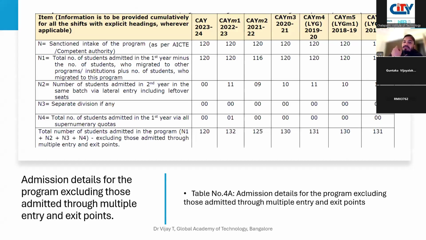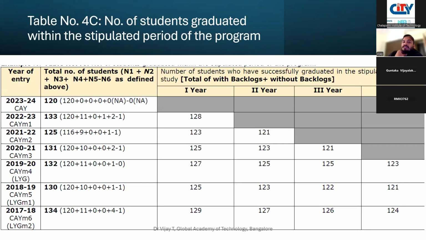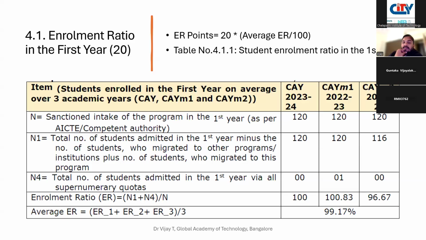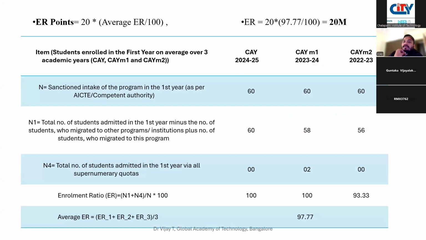So this is stable. You have to just go on filling in the numbers: sanctioned intake, actually admitted, migrated after year one, and all those details. Then admission details of the program through multiple entry and exit, if you have any. Number of students graduated within the stipulated period of time. Here, one important thing that we have to see is that the total of with backlogs plus without backlogs has to come in this table. Enrollment ratio, again, depends on your admission. So depending on your admission, what is the enrollment ratio? Then this is the marking for that.